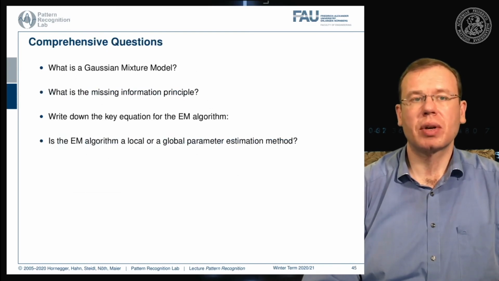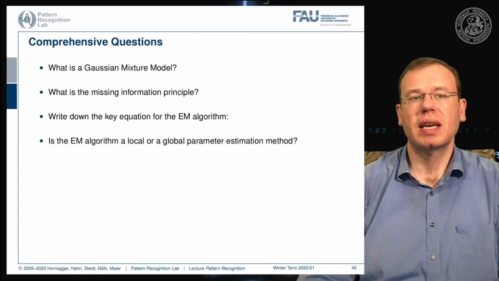I do have some comprehension questions here. What is a Gaussian mixture model? What is the missing information principle? And then you should also be able to write down the key equation for the EM algorithm, and you should know that the EM algorithm is generally a local method.